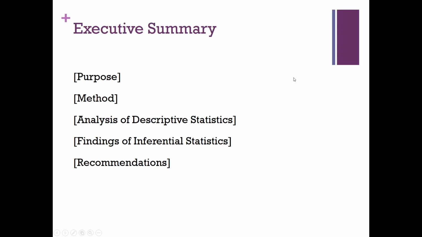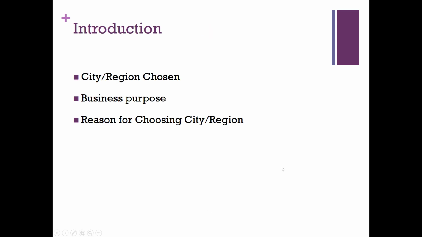Here's the slide for the executive summary. Again, I remind you that it's a 5-sentence paragraph that explains the purpose, method, a little bit of your descriptive and inferential statistics, and your recommendations. Here's a slide for your introduction. Again, mention which city, your business idea, and reasons for choosing the city.